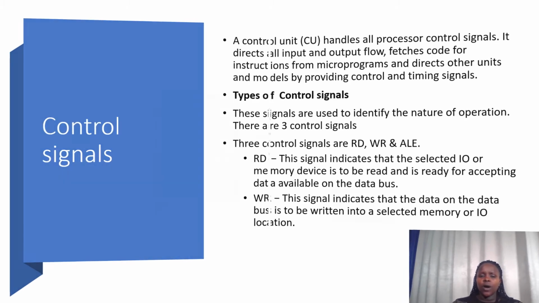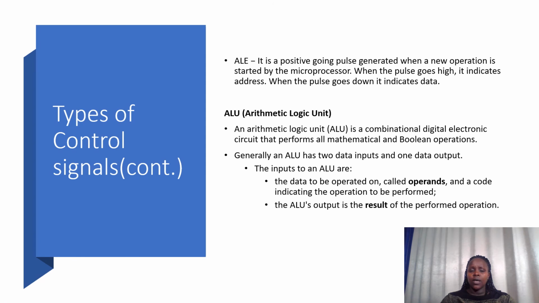The last one is ALE. This is a positive going pulse generated when a new operation is started. If there is a new operation, for example addition, subtraction, or moving, this is the operation to be done. If the new operation is started by the microprocessor, this ALE should be enabled.